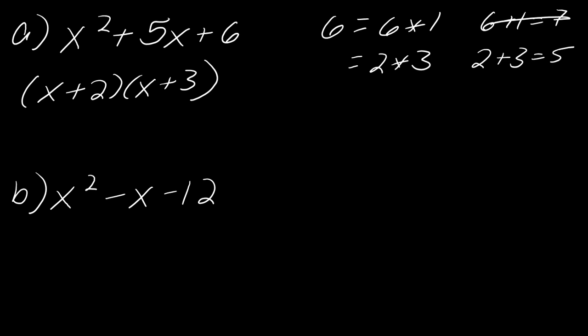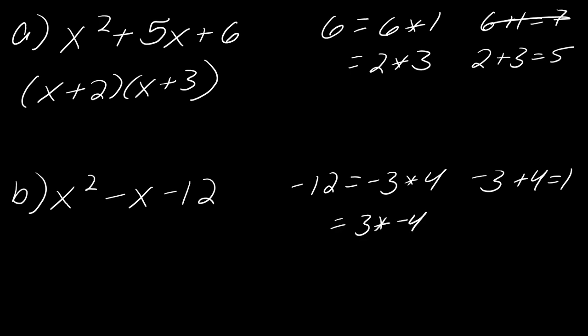So for negative 12, there's a few ways that we could make this. It gets a little bit more complicated because I could have things like negative 3 times 4. Notice negative 3 plus 4 gives me positive 1, so I can see right away that this is not what I want. I want negative 1. But 3 times negative 4 would work, so 3 plus negative 4 equals negative 1.